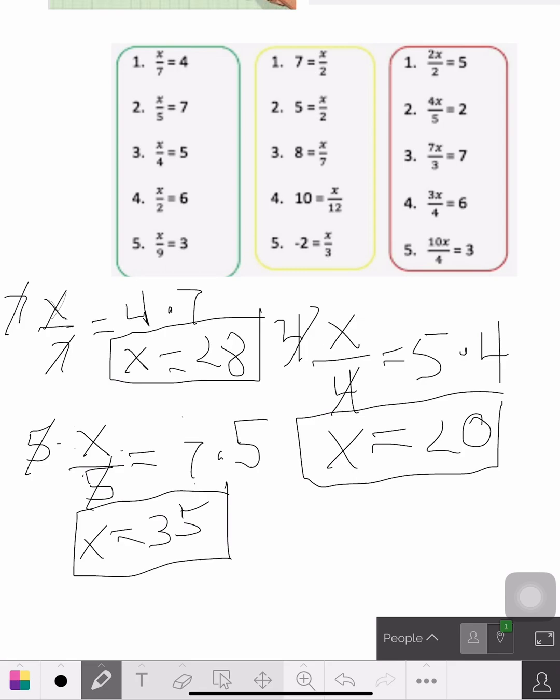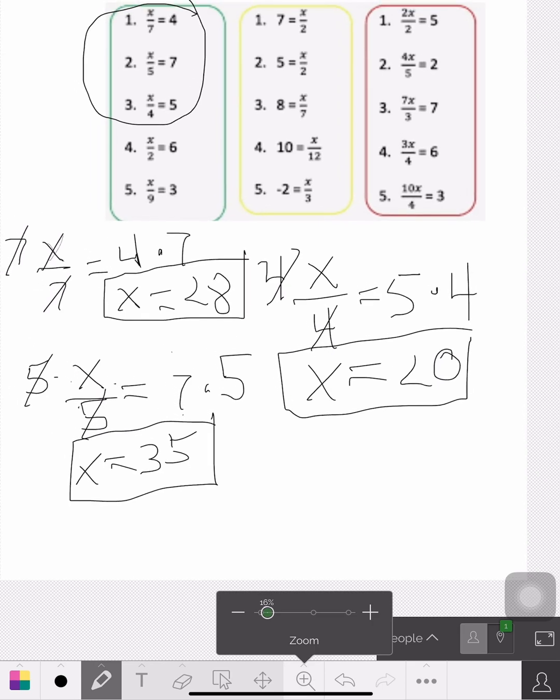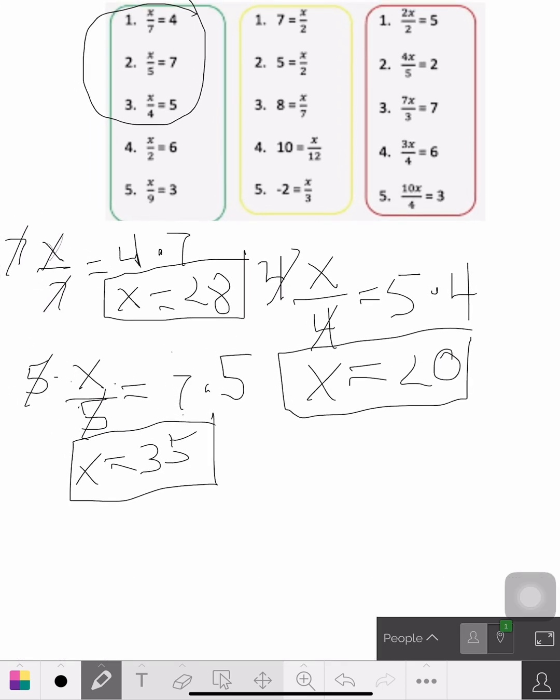Now, I did these first 3. I'll leave the rest and you can do them yourself and say, hey, how did this work? Okay, I'm going to go on to one that's maybe a little more complicated. Let's start with this one on this side here.